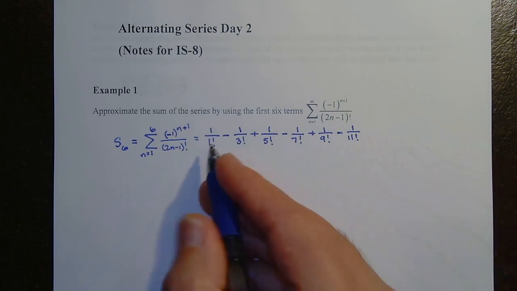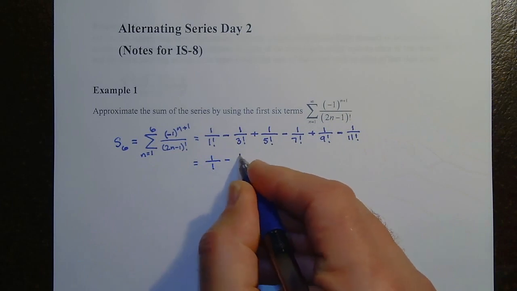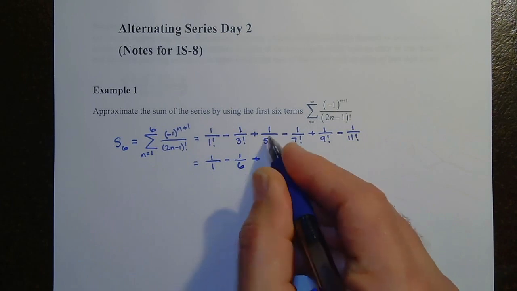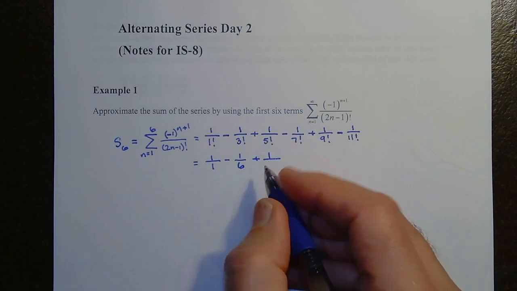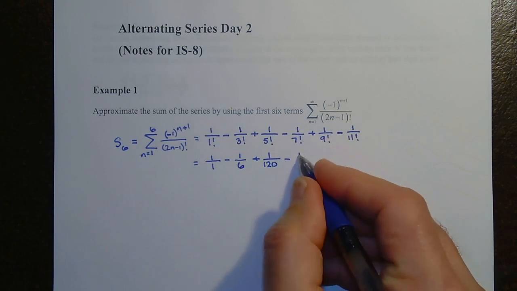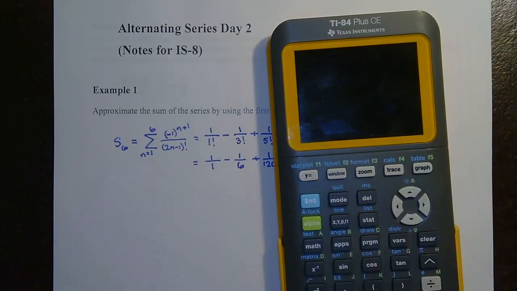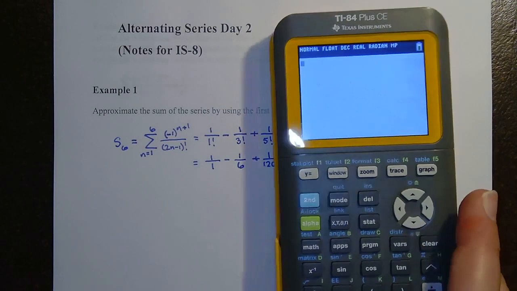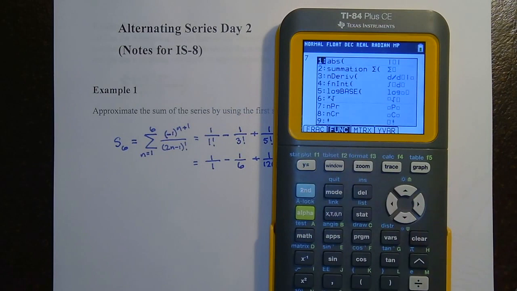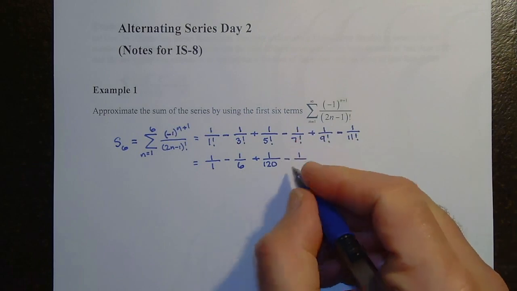All right. So this actually gives me 1 over 1 minus 1 over 3 factorial, which is 6, and then plus 1 over 5 factorial, and 5 factorial is 120. And then minus 1 over 7 factorial. You may not know what 7 factorial is, so let's go to our calculator and let me show you. 7 factorial, we type in 7, then alpha, window, and then number 9 is factorial. So it'd be 1 over 5,040.